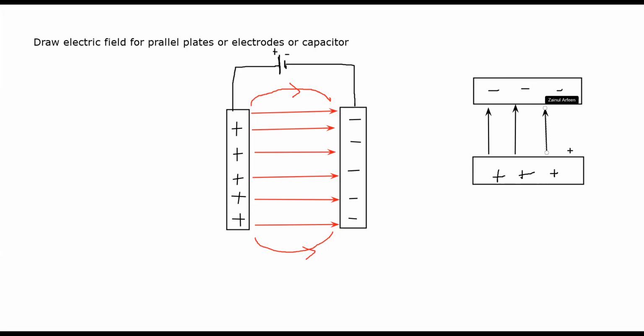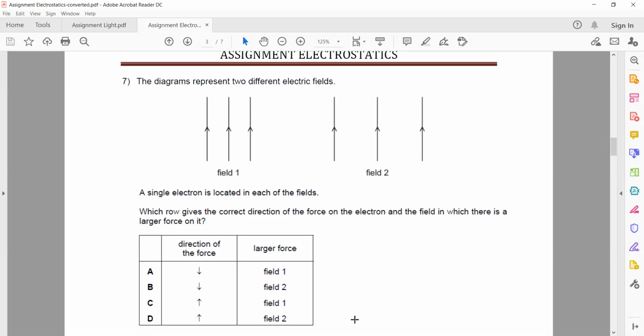But one is stronger than the other because it has more field lines. So if I place an electron here, in which direction will this electron move? This electron will move downward. The same thing was there in the question, that this electron moves downward. And because the field lines have a greater gap distance between them, this shows it's a weaker electric field.